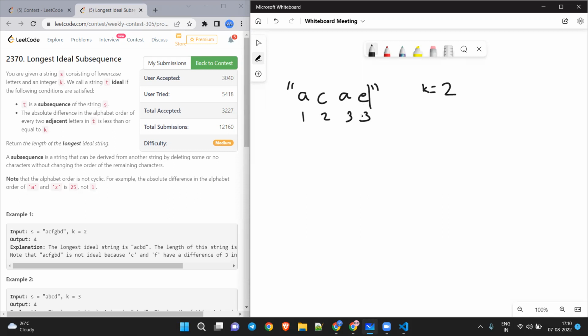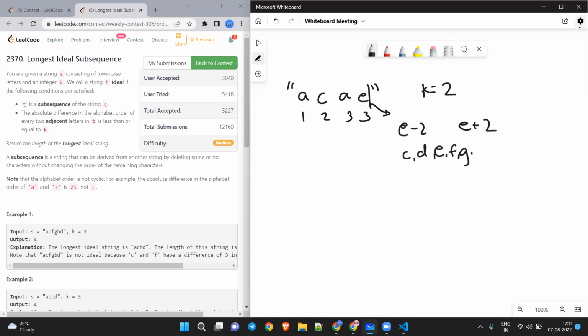Yeah, that's correct. So we cannot add E to ACA because A minus E will be 4 and it crosses our K value. So we need to check other values. What are the possible values for E so that it can append itself to form a valid subsequence? So we have E minus 2 to E plus 2: C, D, E, F, G. So it can only append itself to a subsequence ending with C, D, E, F or G.